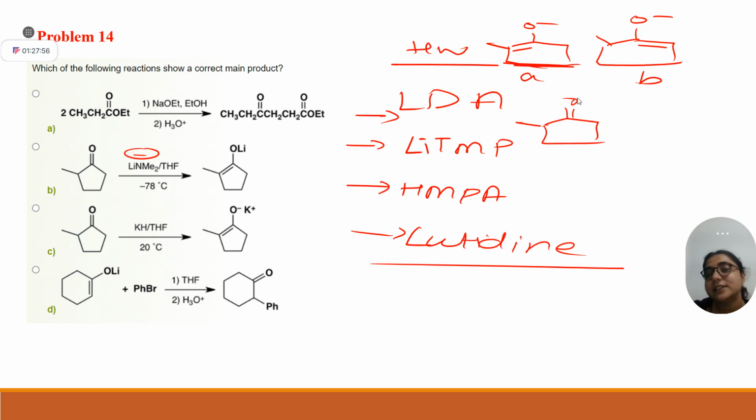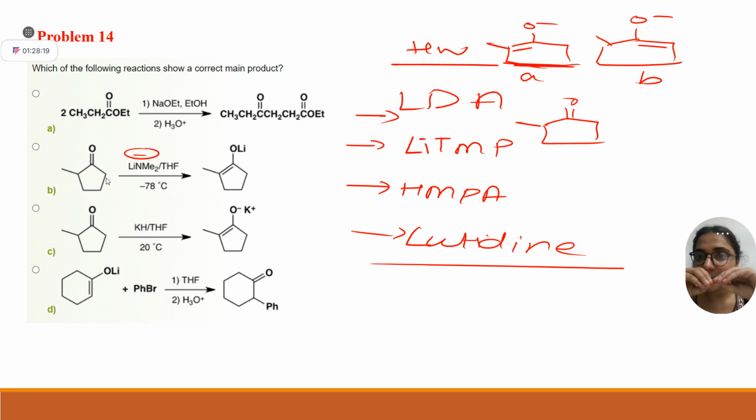Enolate A, because it is having more hyperconjugation. Yes, ma'am. But let's say you are having a bulky base. So which proton is easy to abstract? This methyl carbon proton, or this right side proton or left side proton from B? Right side, because this proton is easy to abstract. Okay, so the first step is the base is going to abstract your proton.